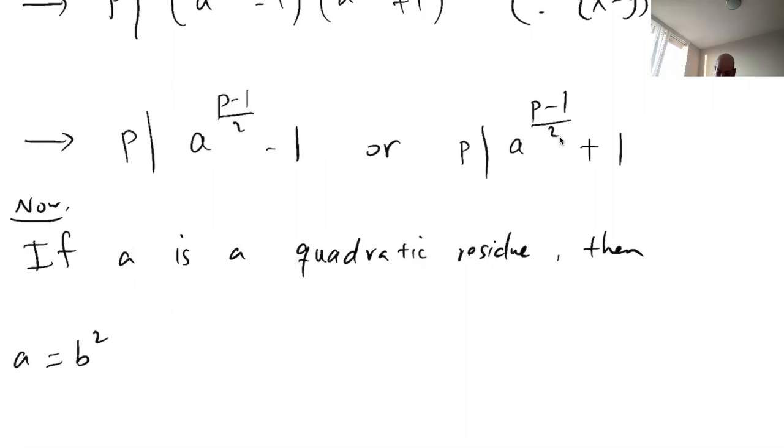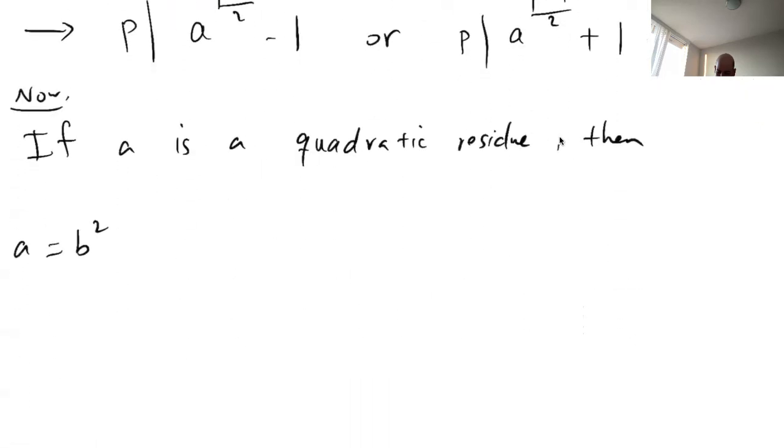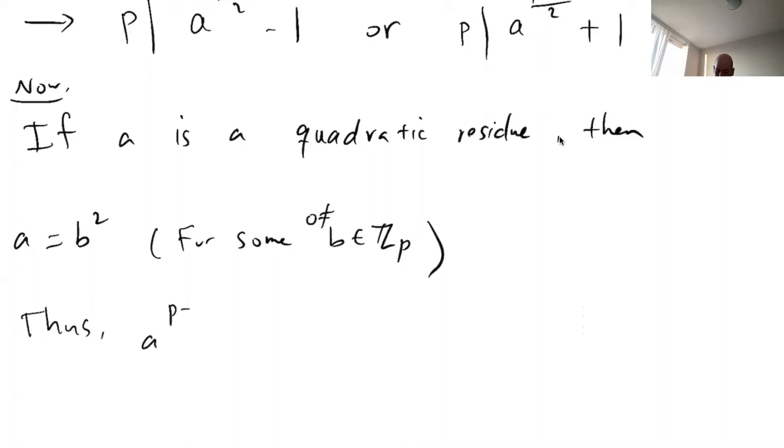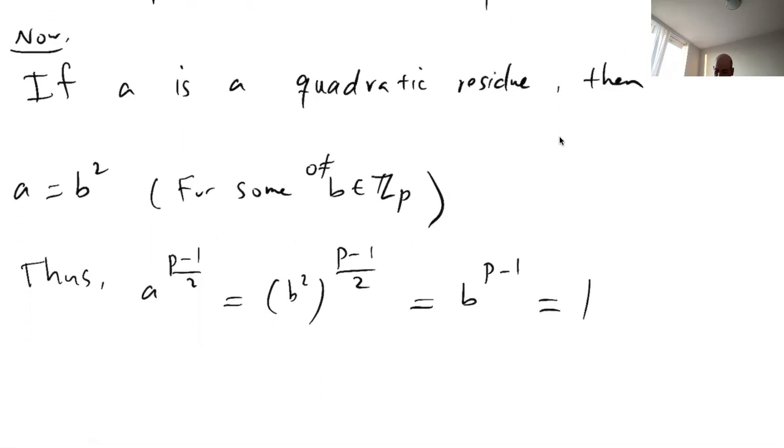And what can I say about A to power P minus 1 over 2? Therefore, for some B in ZP, of course, that one also not equal to 0. If A is not equal to 0, B will be also not equal to 0, because if B is 0, A will be 0. And thus, A to power P minus 1 over 2 will be how much? Will be B squared to power P minus 1 over 2. And that's same as B to power P minus 1, which is equal to 1, again, by Fermat's little theorem.